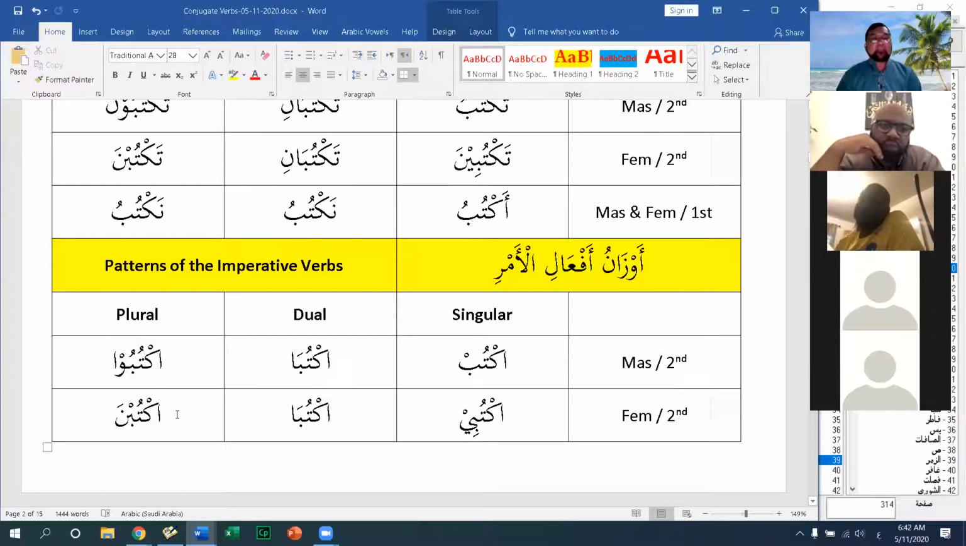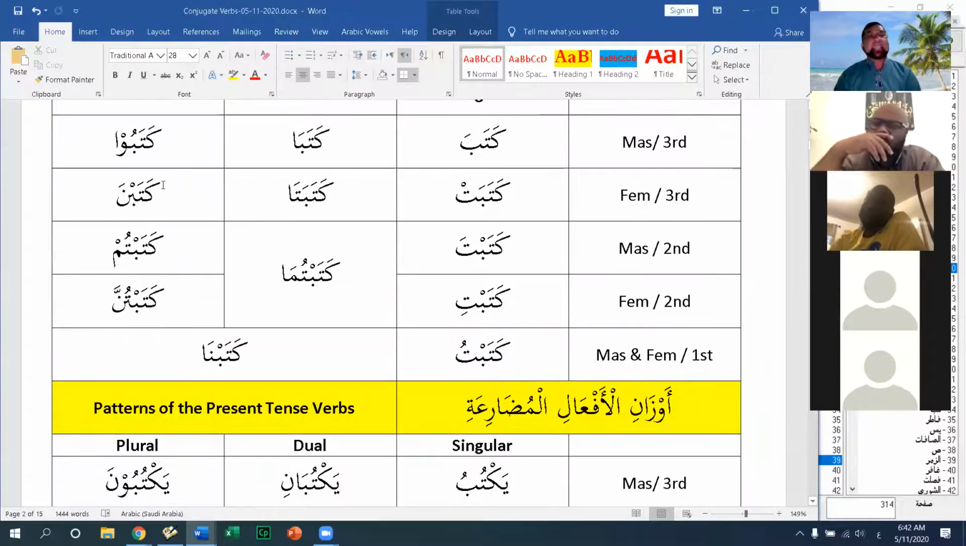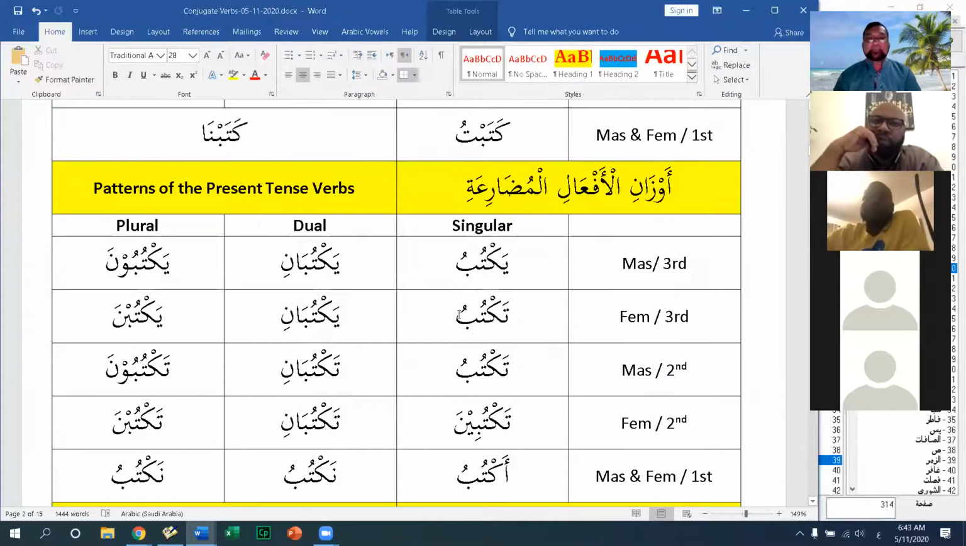So the female verbs are used only when it's exclusively female. So we cannot say katabna if it's not women only. Imagine you have a group of 99 women and one male. You cannot say katabna unless the guy has a problem. So we would say katabna only when it's exclusively female. If there is a single male in the group, you would say katabu. And that's just the language.